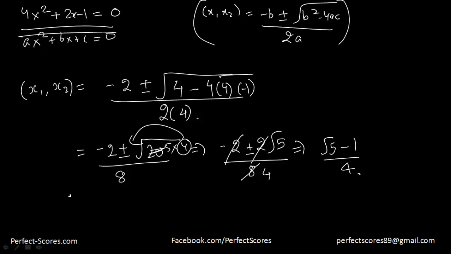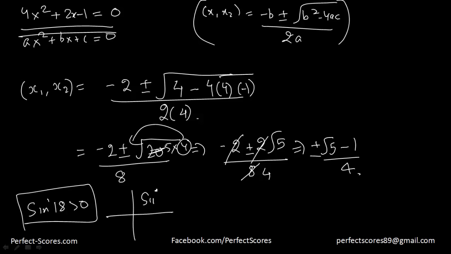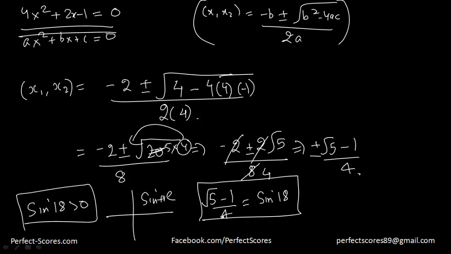Again, there is a plus or a minus here, as you can clearly see. What is sine 18 going to be? Sine 18 is going to be positive, isn't it? Because it lies in the first quadrant. In the first quadrant, sine is always positive, which is why we take the positive value. So the value of sine 18 is equal to square root 5 minus 1 divided by 4. I hope you're able to understand what I'm trying to say here, guys. Now you know the value of sine 18.